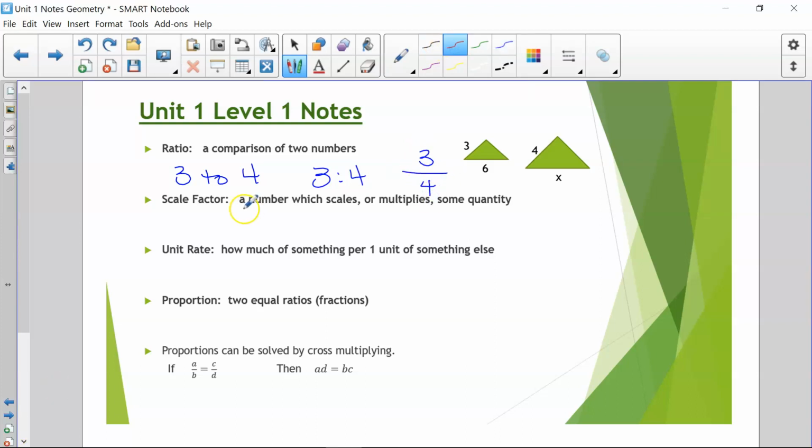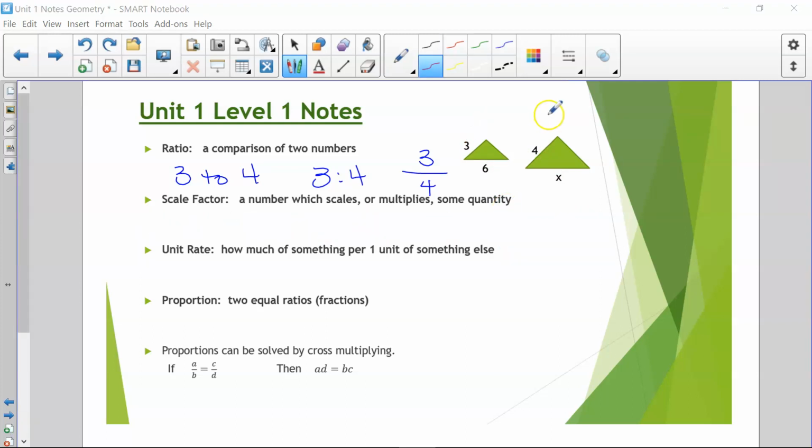A scale factor is a number which scales or multiplies some quantity. So if I was going from the small triangle to the big triangle, I would write 3 times what equals 4. And if I solve that, I would divide by 3, and I would get a scale factor of 4/3. So that means that 3 times 4/3 is 4, or 6 times 4/3 would be what? And that would be 8. So that means that the big triangle is 4/3, or 1.3 repeating, times bigger than the small triangle.